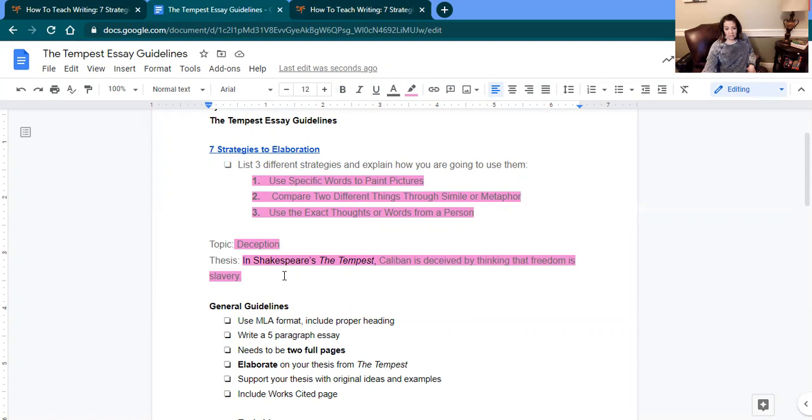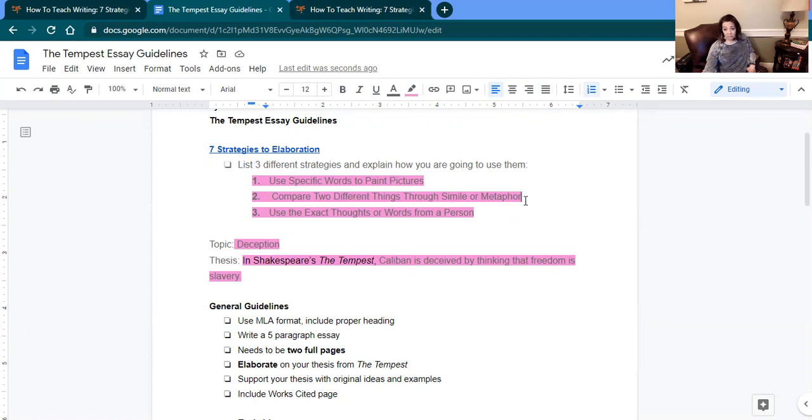is slavery. And then I would have to have three examples, three direct quotes from the story or from a source that explains that. And then I would also have to use one of these three items. So you can tag them together. Like if I wanted to use imagery, I would probably find the description of the character where he looks like a monster, and I could put that here with imagery. Compare two different things through simile or metaphor. I could compare him to his mother.